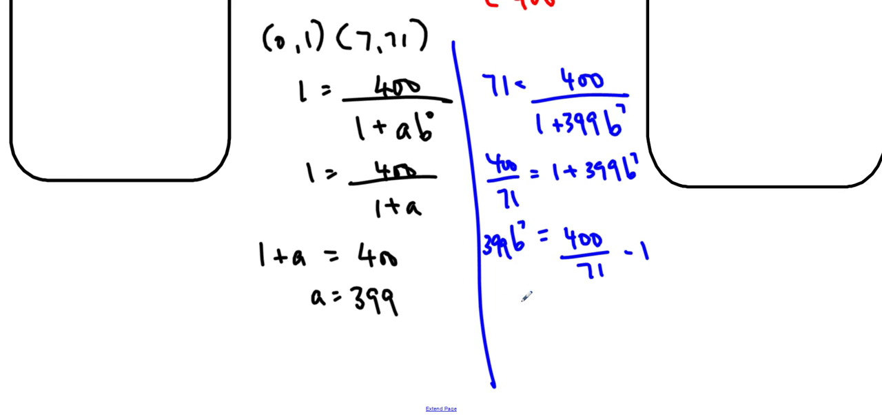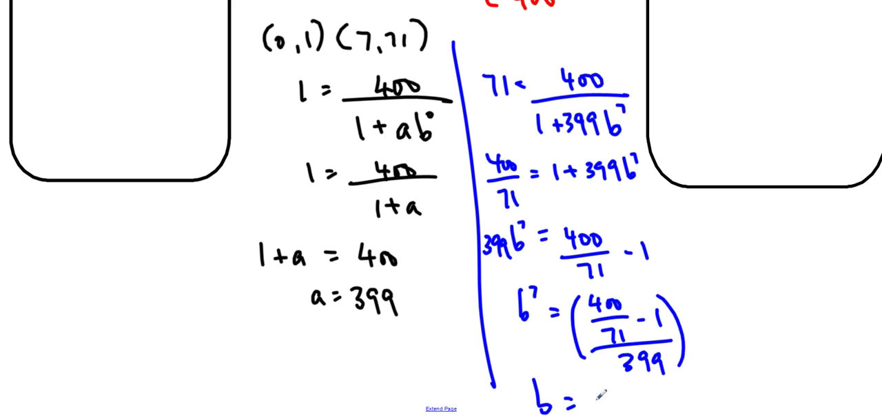So we get B to the 7 is equal to 400 over 71 minus 1, all over 399. And so B is this to the 1/7, and if you type it into your calculator, you should get about 0.53. So that's the answer.